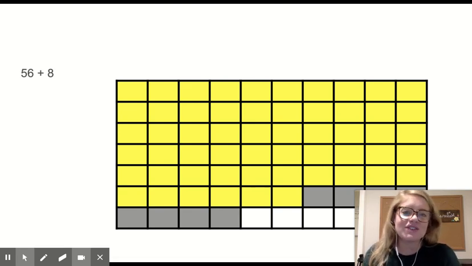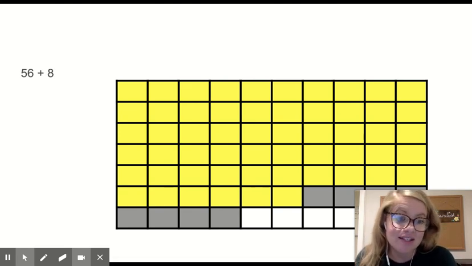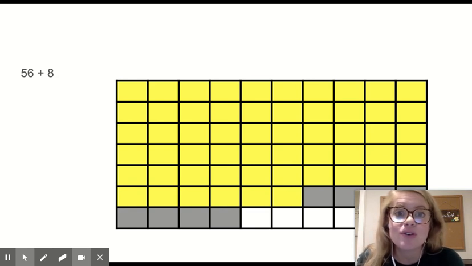All right, scholars, so that is how you use the making 10 strategy in order to add mentally.